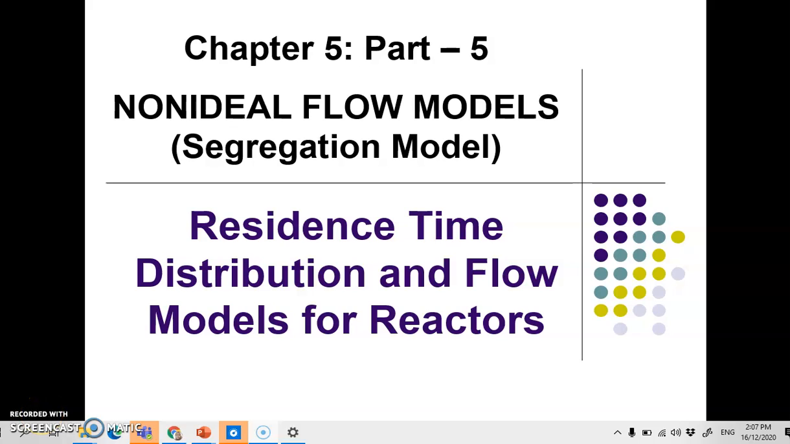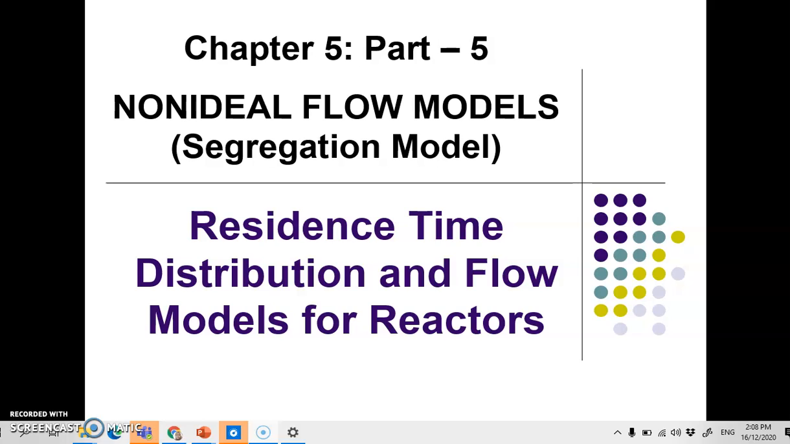Okay, hi again guys. So now let's continue on part 5 to discuss the non-ideal flow models, where we are going to use the segregation model. From the previous subtopic, we have discussed how to use the RTD to look at the non-ideal performance of your reactors, to know whether your reactors have problems such as dead zones, bypass, short circuit, or a cyclic flow in the reactor.